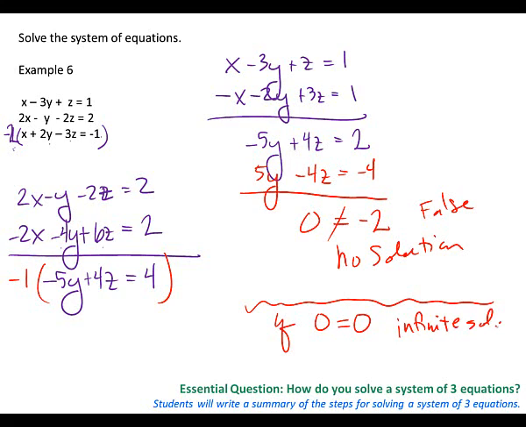Okay? Are we likely to give you a no solution or infinite on a test? Probably not. Maybe in a 2x2, right? But not necessarily in a 3x3.